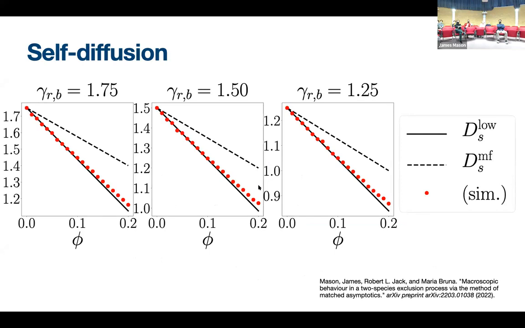We can run some simulations. Here we've got some different values of gamma, so different ratios of the diffusivity of red and blue. We see that particularly at low densities it performs quite well. It does start to peel off slightly at high densities, but we would expect this from a first order approximation. And again, the mean field approximation is not doing well, but it's not a hard target to beat, I guess.